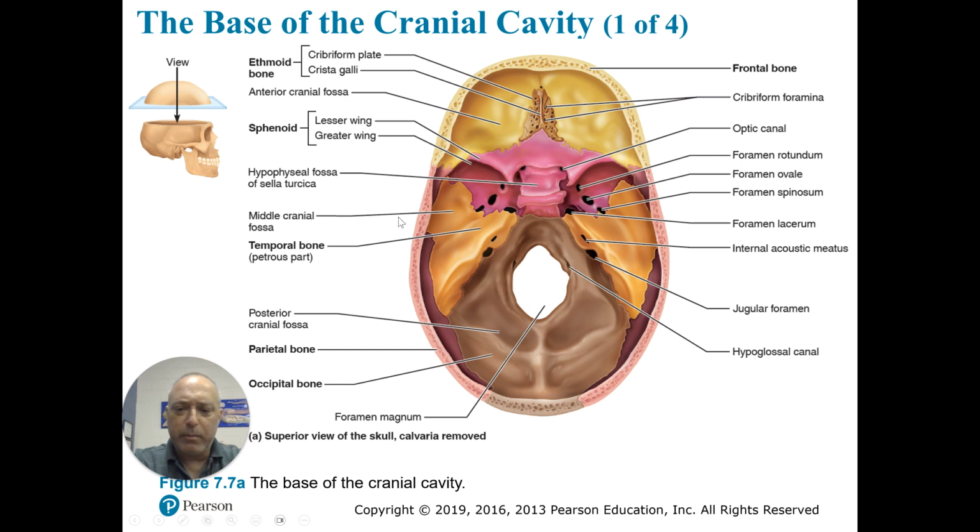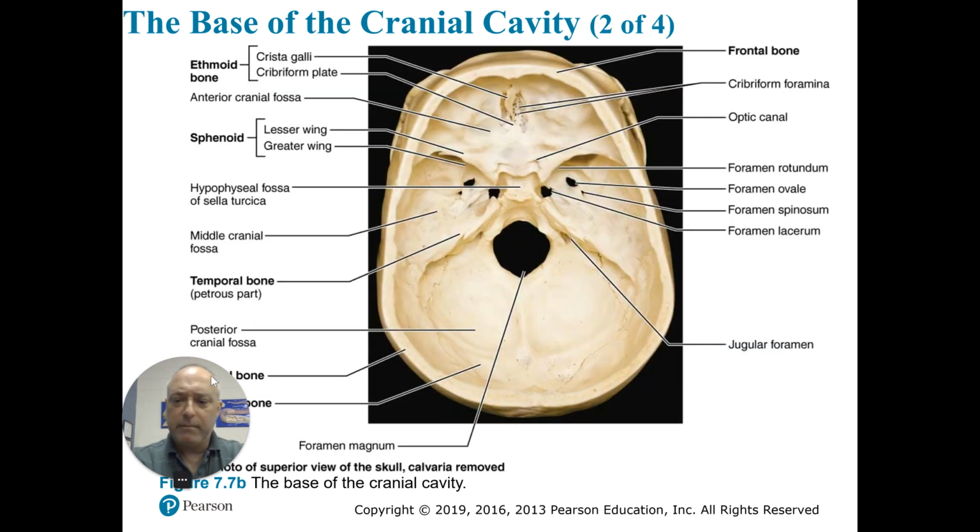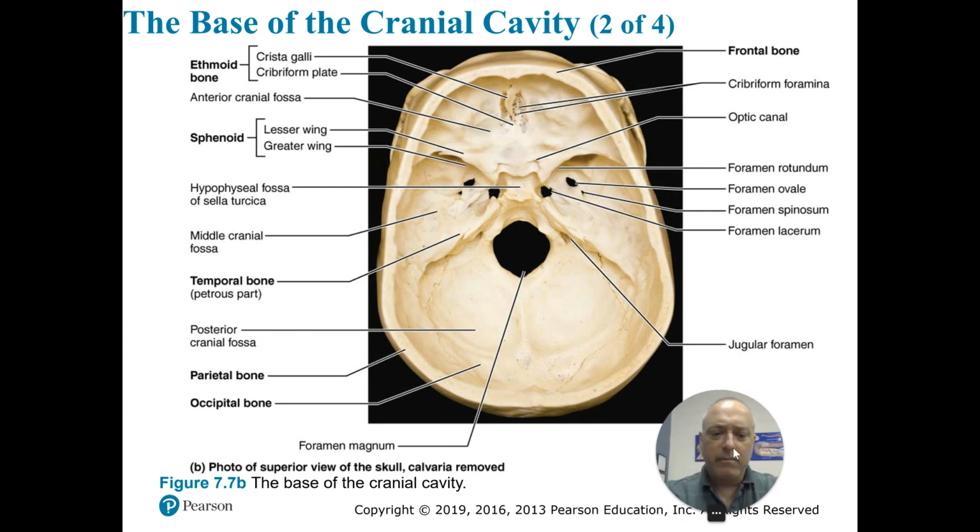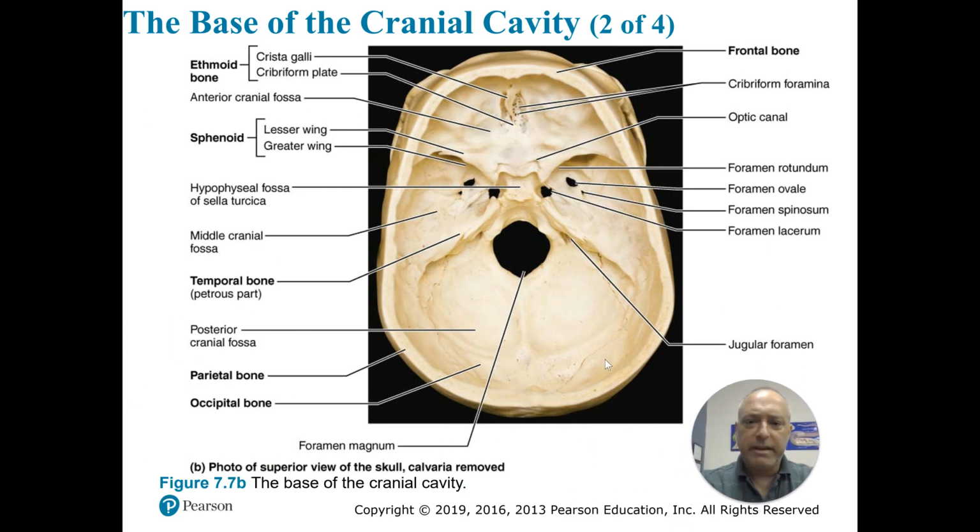And the parietal bones with the occipital bone, the posterior. Okay, taking another look, we've got the ethmoid bone, the sphenoid, temporal, parietal, occipital, frontal.